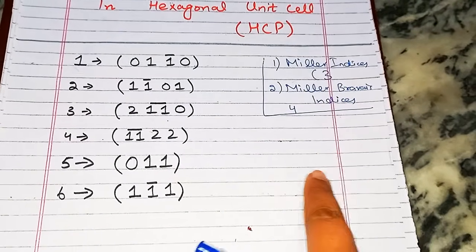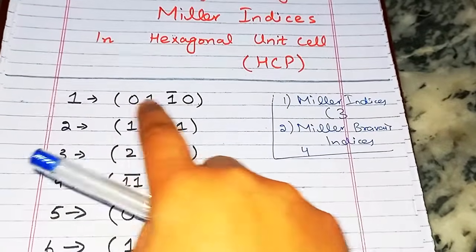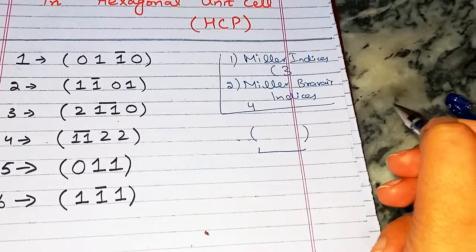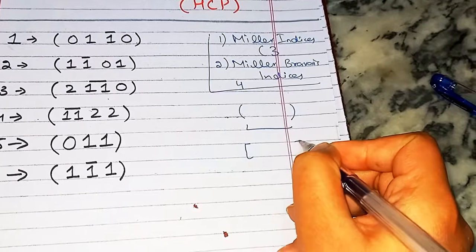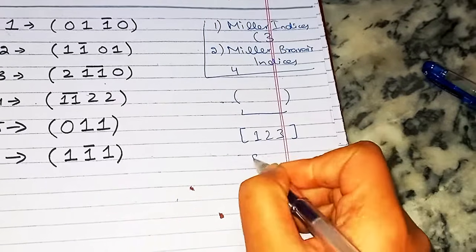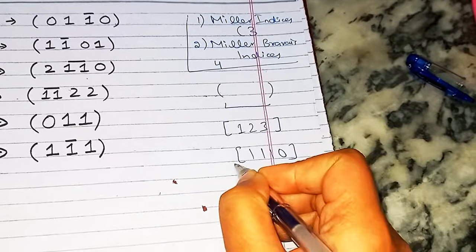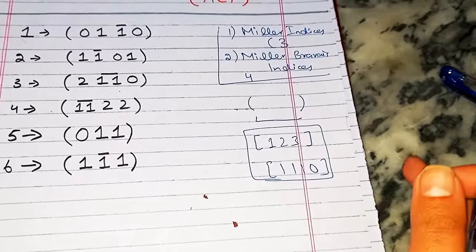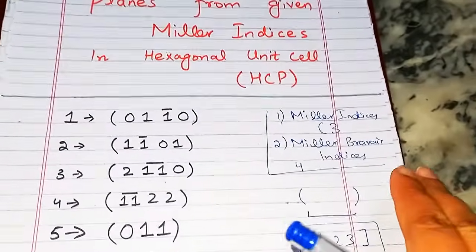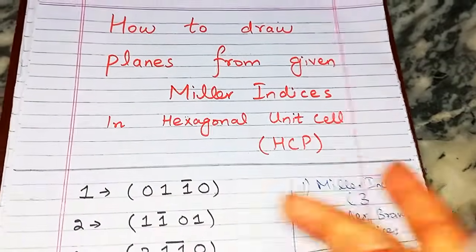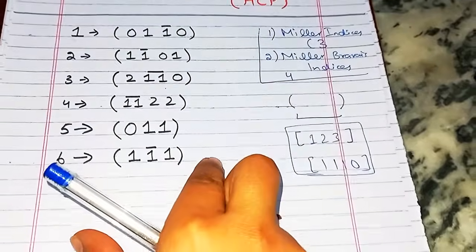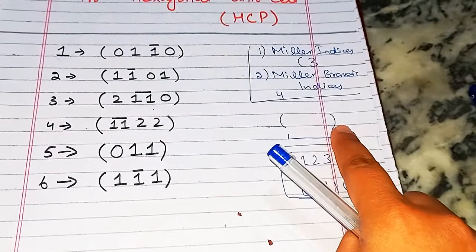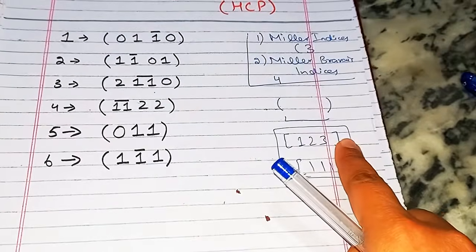One more important thing to notice here is that we have these circular brackets. Whenever the indices are given in circular brackets, it means they are for planes. Whenever they are given in square brackets like that, they are the indices for directions. You should know the difference, because sometimes they don't mention whether they want you to draw planes or directions. So you have to make a guess from the representation they are using. If it's circular, you are drawing the plane. If it's square, then you are drawing the directions.